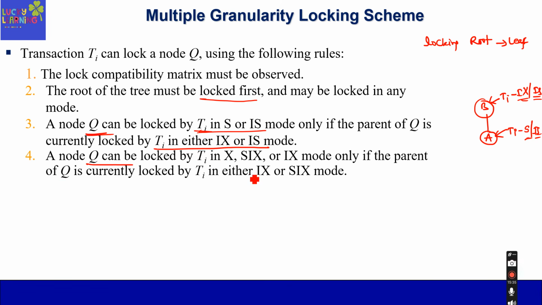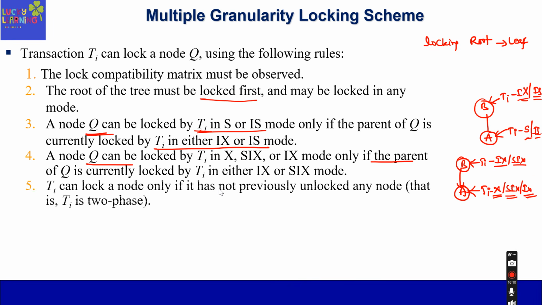And a node Q can be locked by Ti. Look at this, Ti locks A in X mode, SIX mode or IX mode only if the parent of Q is currently locked by Ti. Suppose the parent of A is B, it is locked by Ti in IX mode or SIX mode. Means if the parent is IX, the child can be X or SIX or IX. If the parent is SIX, the child can be X or SIX or IX. Possible.